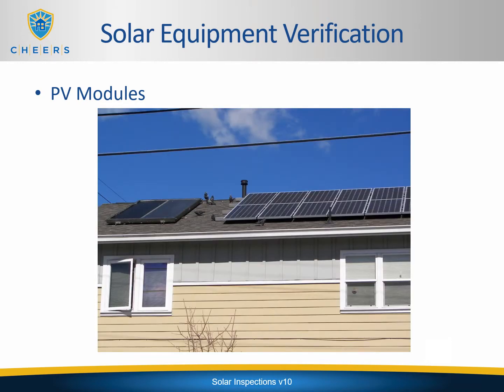In this example, you'll notice that there are two different types of solar arrays. There are photovoltaics on the right, and then what appear to be solar water heating on the left. Be sure that you can distinguish between the two different types of arrays.